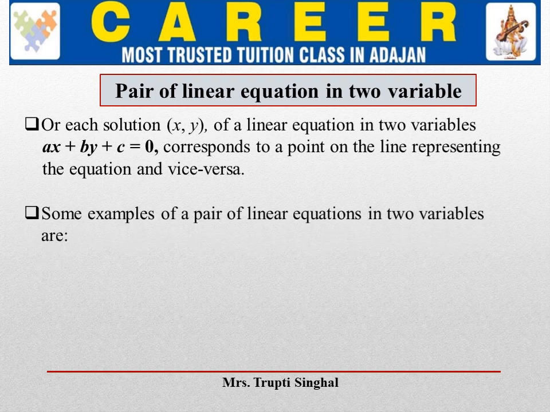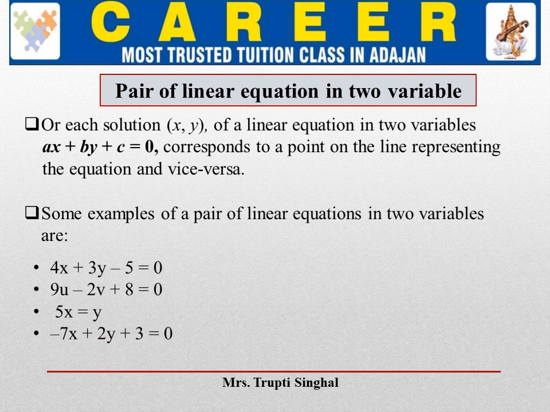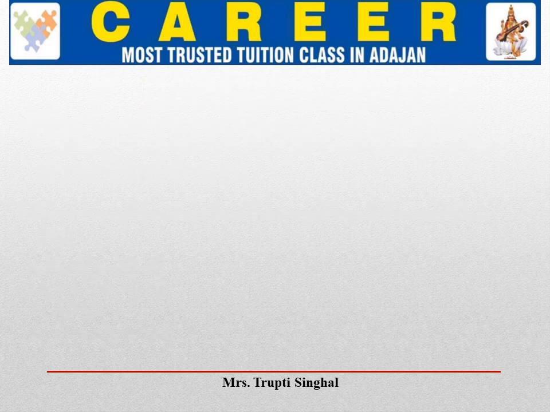Some examples of pairs of linear equations in two variables are 4x plus 3y minus 5 is equal to 0, 9u minus 2v plus 8 is equal to 0, and 5x is equal to y, and minus 7x plus 2y plus 3 is equal to 0. So you can check that all of these are examples of linear equations in two variables.